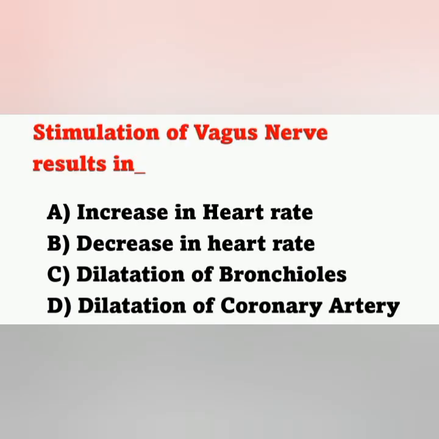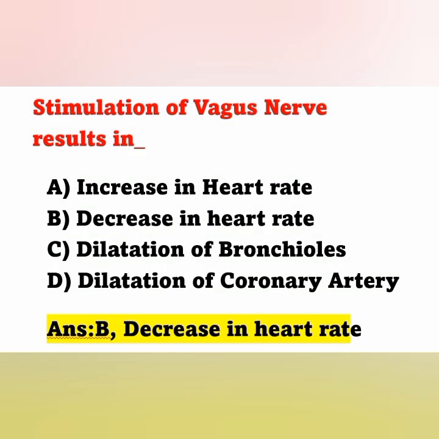And the next question, stimulation of vagus nerve results in, options. Option A, increase in heart rate, option B, decrease in heart rate, option C, dilatation of bronchioles, option D, dilatation of coronary artery. And the correct answer is option B, decrease in heart rate. Stimulation of vagus nerve. Vagus nerve is the 10th cranial nerve. It may result in decrease in heart rate.